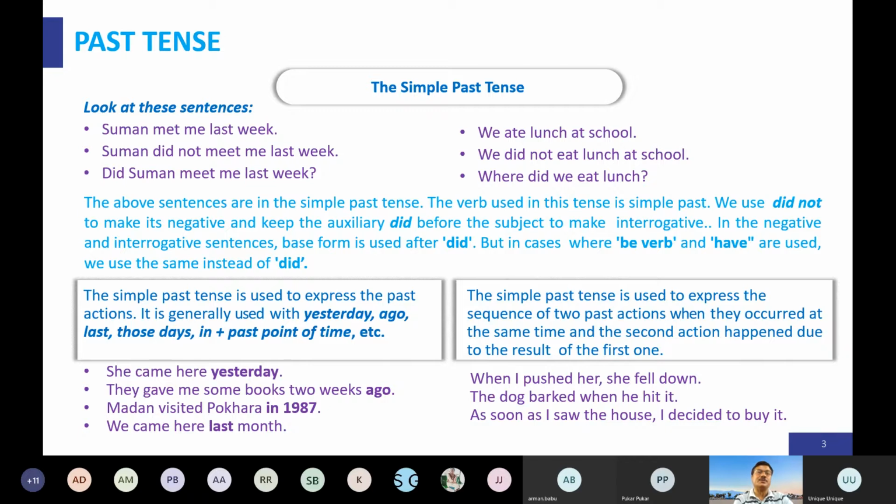So, examples. For the first one, let's see. She came here yesterday. With yesterday, this is about past time, a clear past time. They gave me some books 2 weeks ago.